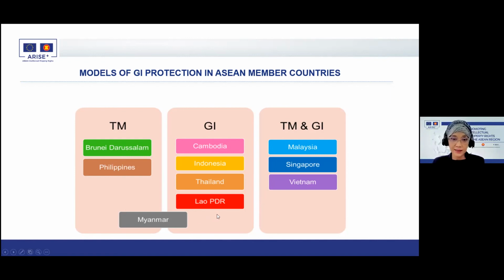Myanmar, quite different, because Myanmar has sui generis GI system, but it is attached under the general trademark system. So we can regard Myanmar as a special system, or it can be a hybrid system too. But yeah, it's a sui generis GI system, but still under trademark system.